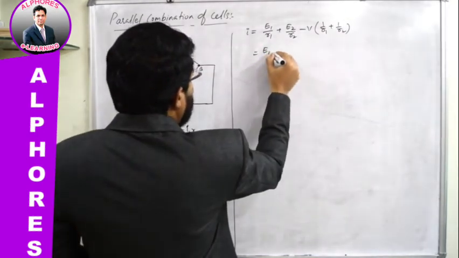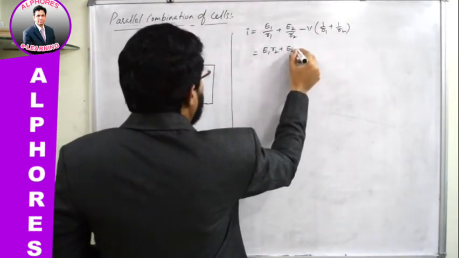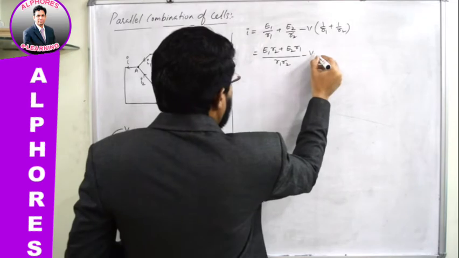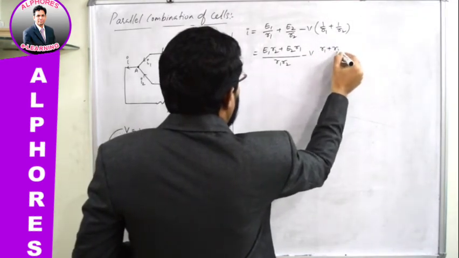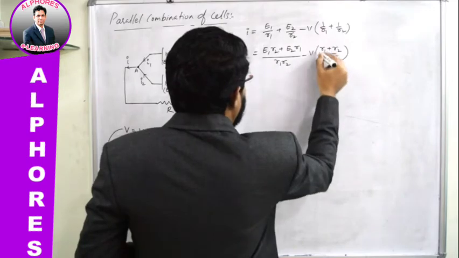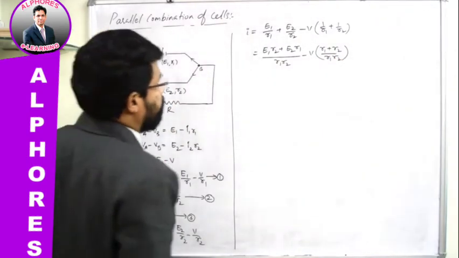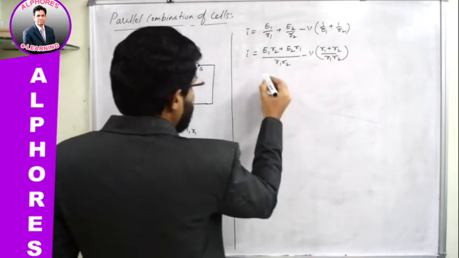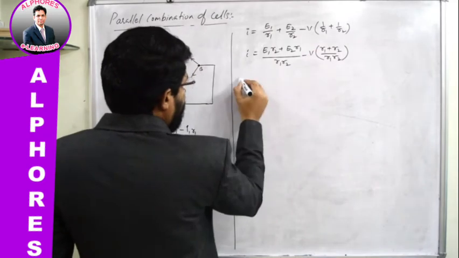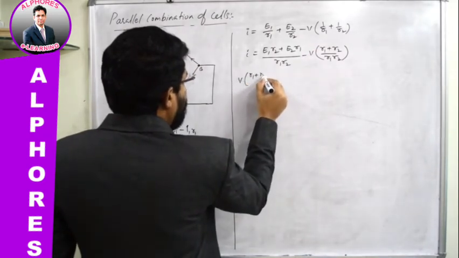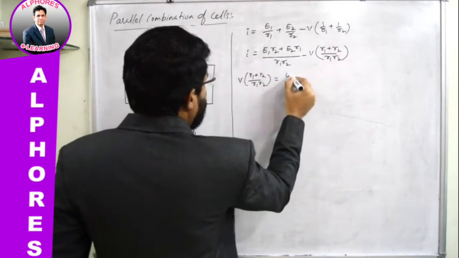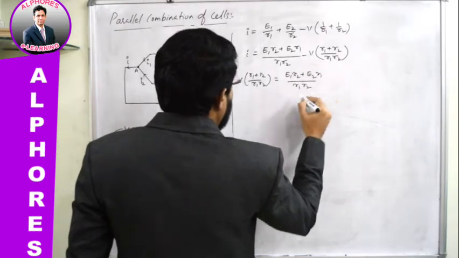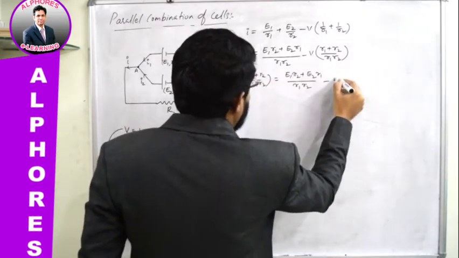So this can be further written as E1 R2 plus E2 R1 by R1 R2, minus V of R1 plus R2 by R1 R2. That's how it can be written, isn't it? Therefore, from this equation, what is V? You can write it like this. You can bring this term towards the LHS side. V of R1 plus R2 by R1 R2 is equal to E1 R2 plus E2 R1 by R1 R2 minus I, taking this I towards the RHS side.